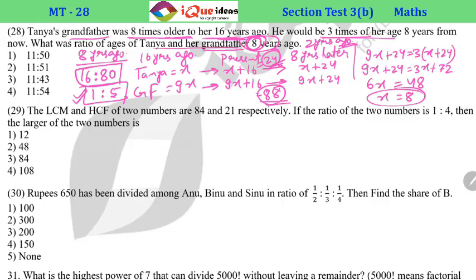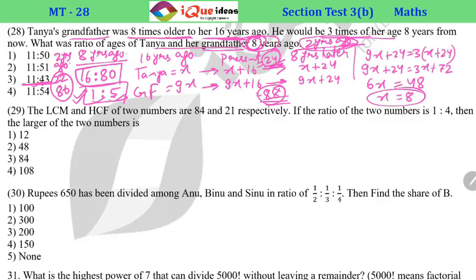If it was 2 years ago, their ages would be 24 minus 2 is 22 and 88 minus 2 is 86. I'm sorry. Right. So 22 is to 86 would be 11 is to 43. So perhaps the question wanted to ask 2 years ago. For 2 years ago, the answer would be 11 is to 43. For 8 years ago, the answer would be 1 is to 5. No confusion at all. There must be some typing error. Don't worry about it. Focus on the method of the question.